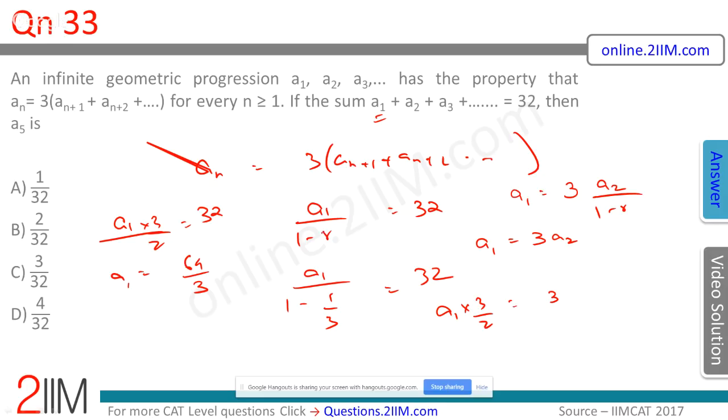Evidently doing something wrong here. A1 by 1 minus r is 32. Sum to infinite terms, starting from A2, is A2 by 1 minus r. This is 3 times that. A1 equals 3A2, or A1 into 1 by 3 is A2. A1 by 1 minus 1 by 3 is 32. A1 by 2/3 is 32. A1 equals 32 into 2 by 3.